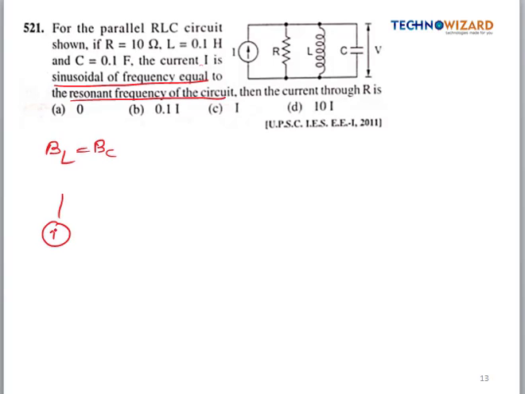and the circuit left will be purely resistive. It means the inductor and capacitor will nullify each other's effect and the circuit left will be purely resistive. Then the current through the resistor R will be nothing but this I current will flow through the resistor R. So option C is correct.